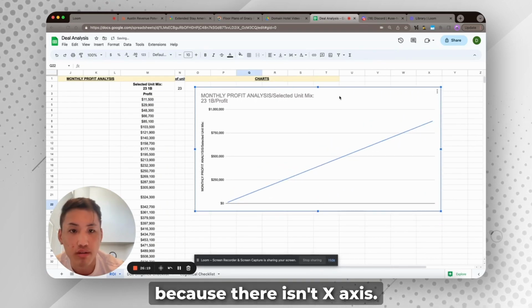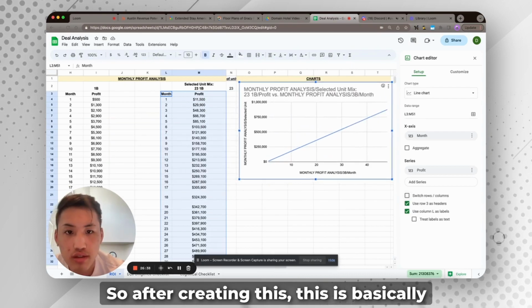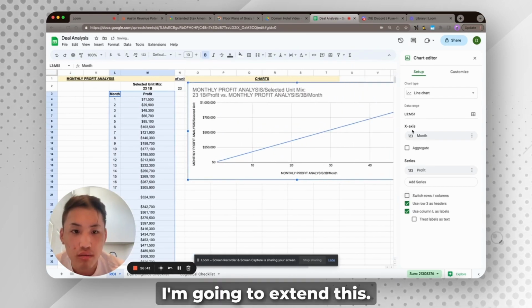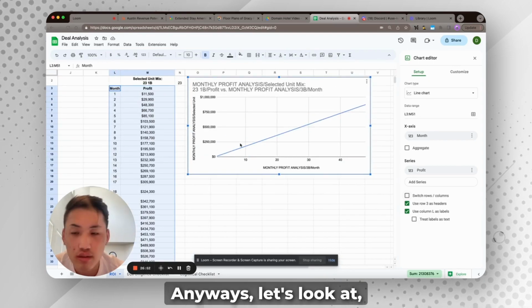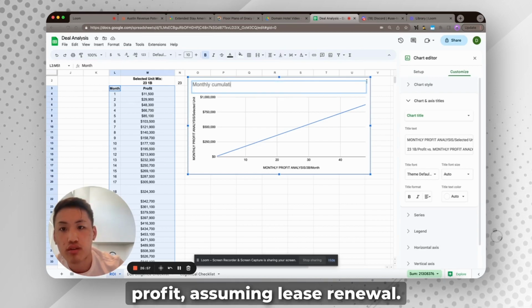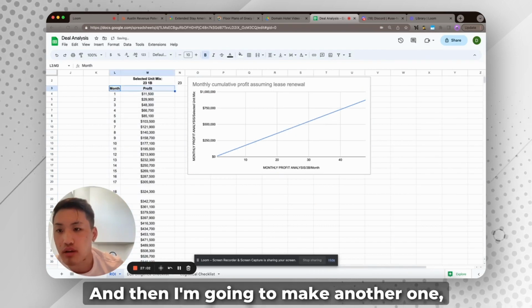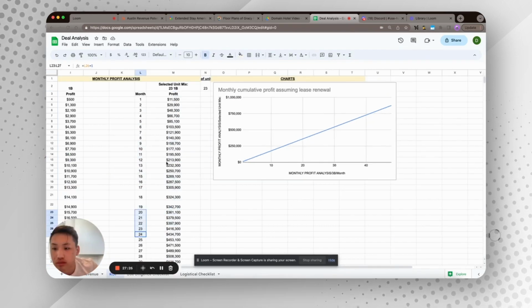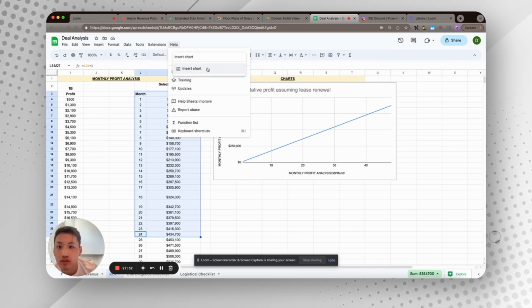This is annoying me because there isn't an x-axis. So after creating this, it's basically the monthly profit analysis. I'm going to extend this. Hopefully this makes sense for you guys anyways. This is assuming lease renewal. So monthly cumulative profit, assuming lease renewal. And then I'm going to make another one, assuming non-lease renewal. Select this, insert chart. Okay, boom.